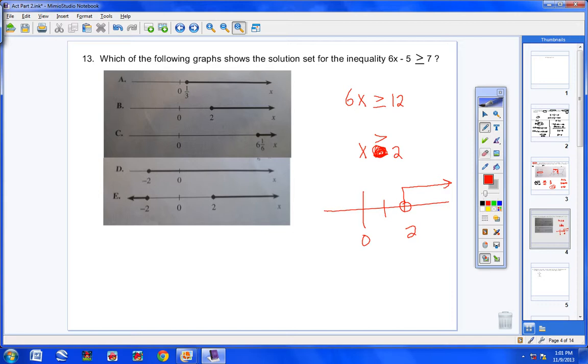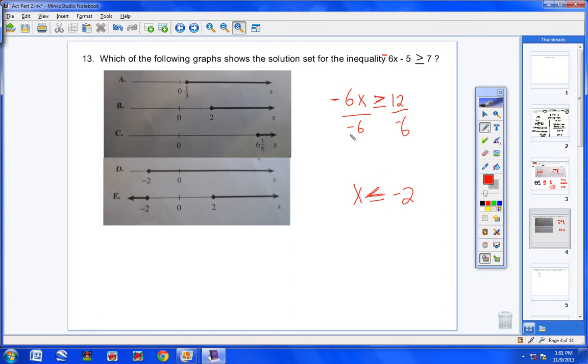I have another question for you guys. I hope you're listening to all this, please. What if it was a negative 6? Do you remember that when you divide an inequality by a negative number, you turn the arrow? You turn the arrow. See how the inequality symbol was facing to the right and now it's pointing to the left? That's because I divided by a negative number. Now, if you divide by a positive number like we did earlier, we don't turn the arrow. But if you divide by a negative number, you turn the arrow, okay?